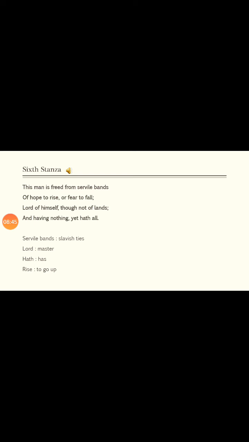He has balance between his wishes and sorrows. He is not the owner of property. He is not the owner of lands. He is a poor man. He has nothing. Yes, he has nothing. But he has everything because he has peace of mind. He has a peaceful life, a happy and composed and disciplined life.